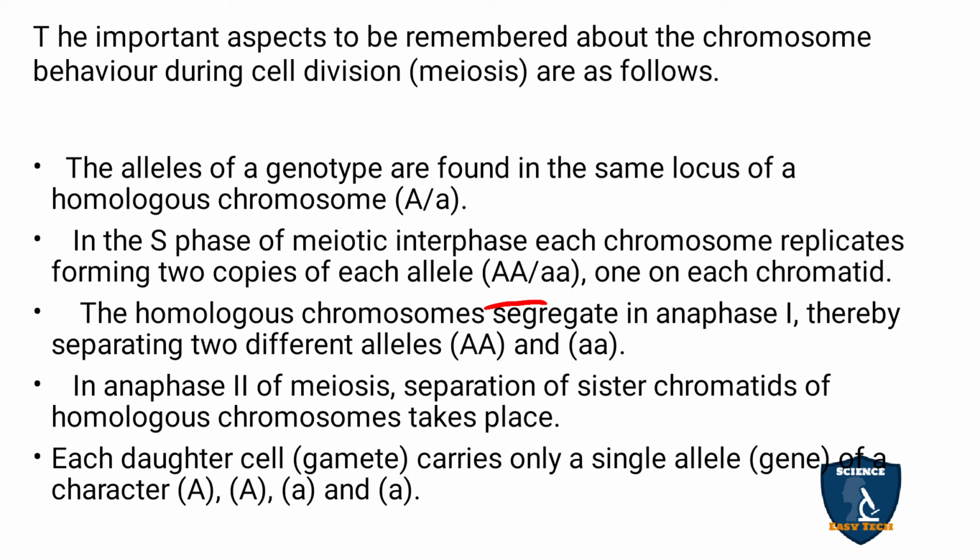Likewise, in anaphase 2 of meiosis, the sister chromatids are separated. So each daughter cell carries only one single gene. After the completion of meiosis, you get 4 daughter cells: one capital A, another capital A, one small a and another small a. Like this we get them in meiosis.